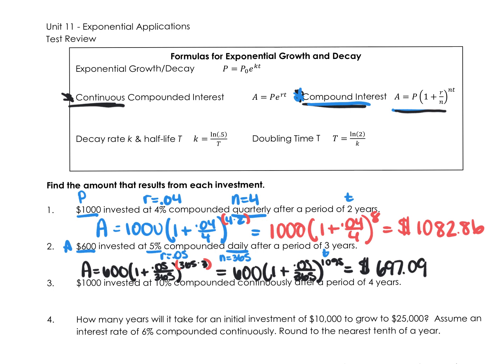This next problem does have the word continuously in it. So because it says continuously, we will use this equation here. $1,000 is invested at 10% compounded continuously. So 1,000 is our starting amount, P. I think on this last one I said A, but this should be a P. Starting amount P, this is our rate, we write it as a decimal. And it's continuous, and then the 4 years is our time.